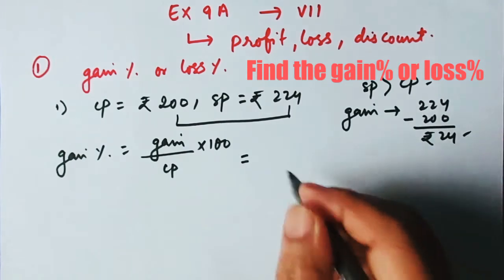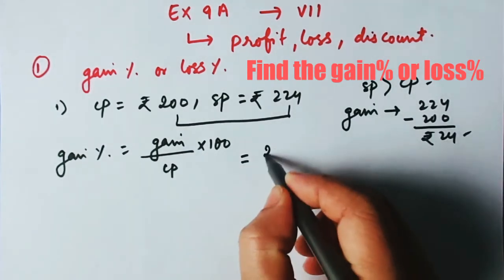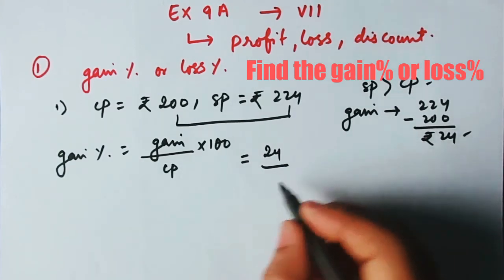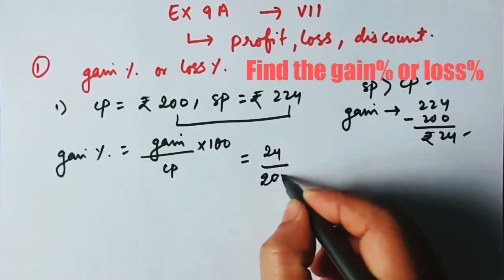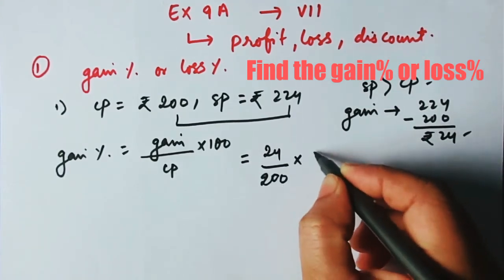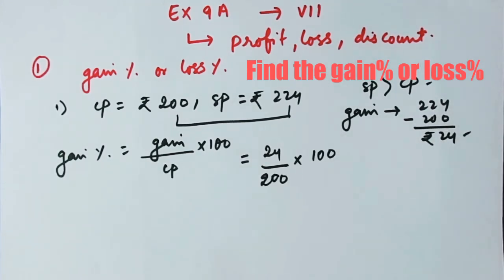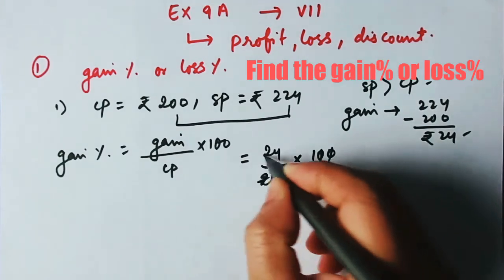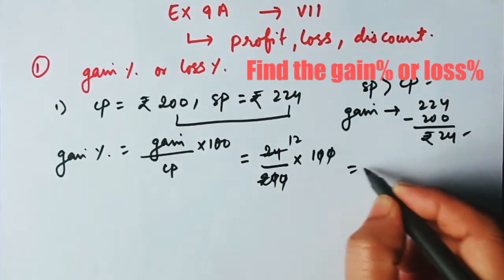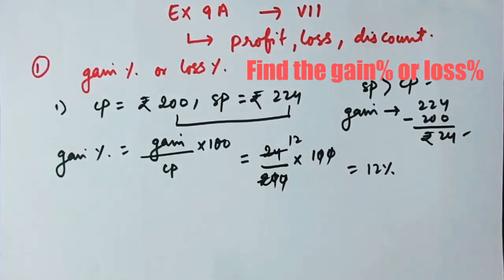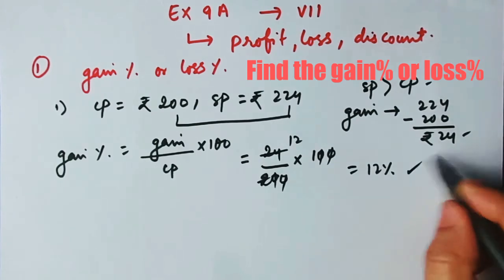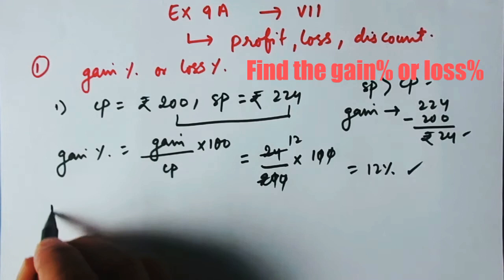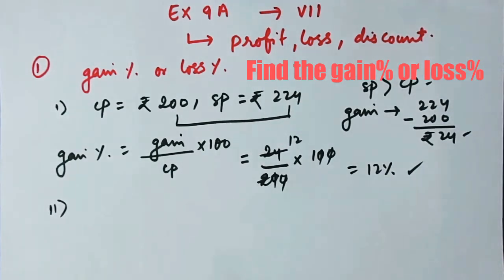Try to understand this. So let's see. Gain is how much? 24. Gain by cost price. Cost price is 200, into 100. So let's do some calculation, and your calculation says that you will get 12, that is 12% as your gain percent. Simple part. Have a look at number 2 and let's see if something new is here.